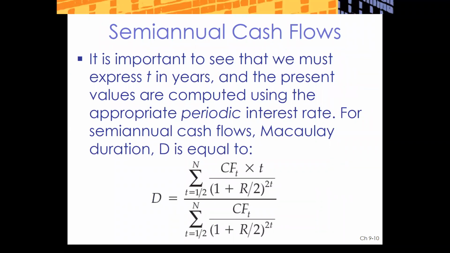Okay, if it's semi-annually, we know how to deal with it. We divide all the rates by 2, and we multiply the times by 2. If it's 4 years and semi-annual, it's going to be 8 periodic payments.